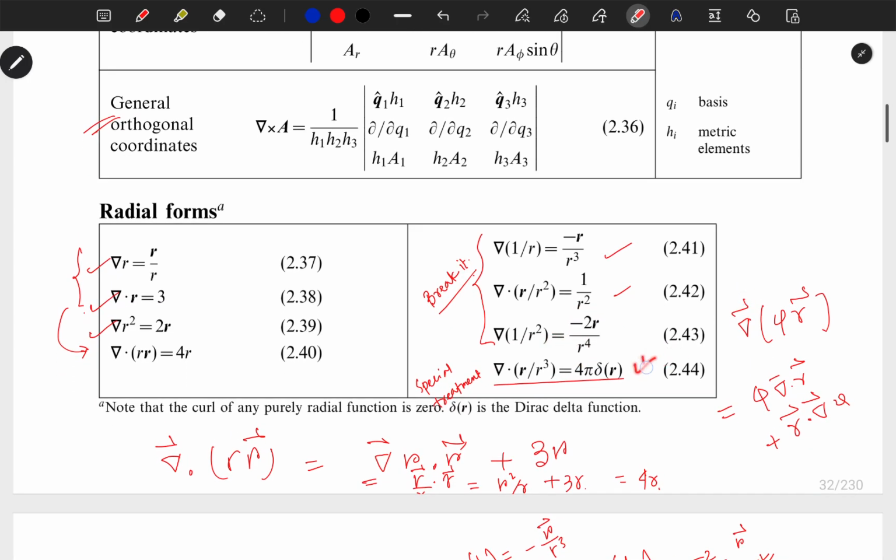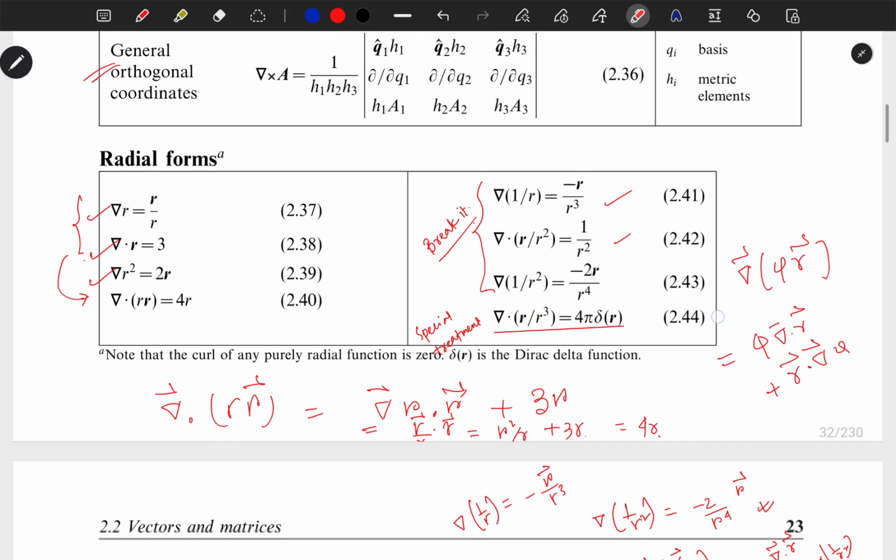The only thing to remember is the divergence of r vector by r cubed. So this is 4 pi delta of r. Rather than at r equal to 0, the formula will give 0 only.